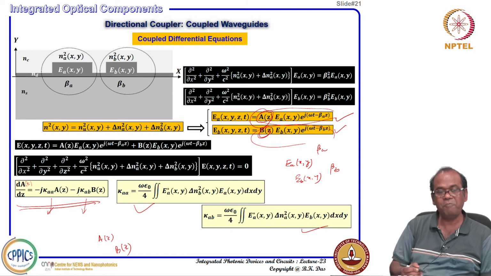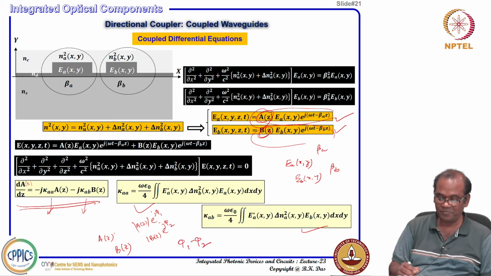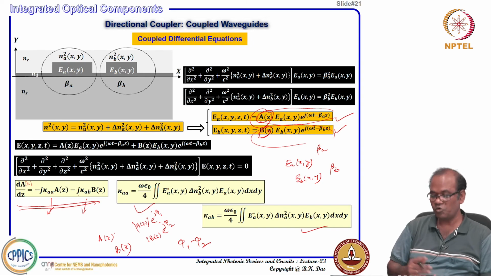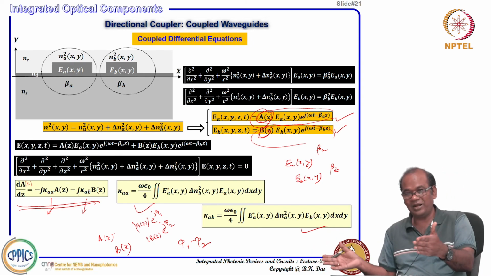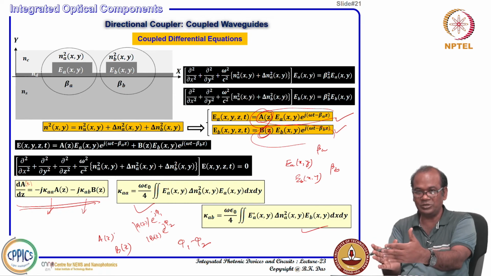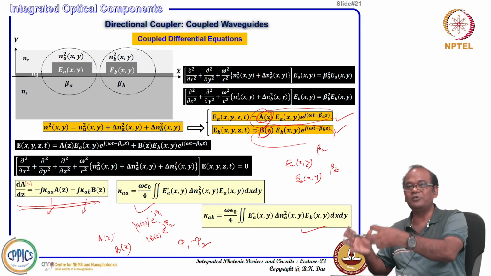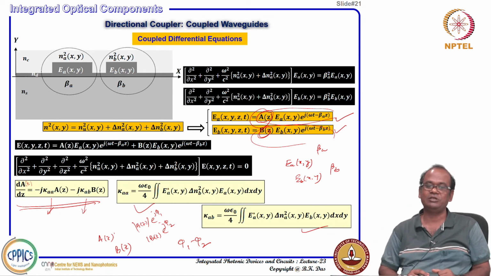Once you know the complex relationship, you can write Az, something e to the power j phi 1, and this can be written as Bz e to the power j phi 2. Then I can find out the phase difference between them. That is the ultimate goal. Phi 1 minus phi 2 is the phase relationship. So, with two waveguides, when I separate them at a particular point, I will be able to know the amplitude, and I will be able to know the phase also. That is why the coupled mode equation is required.